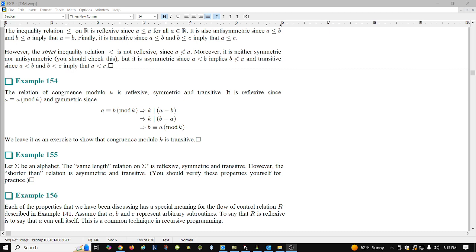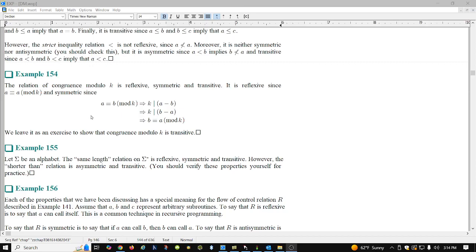The relation of congruence mod K is reflexive, symmetric, and transitive. It's reflexive since A is congruent to itself mod K. The difference is 0. That's divisible by K. It's symmetric because A congruent to B mod K means K divides the difference A minus B. It also therefore divides B minus A, and so B is congruent to A mod K. And I'm going to leave it for you to check transitivity. That's the hardest of the three.